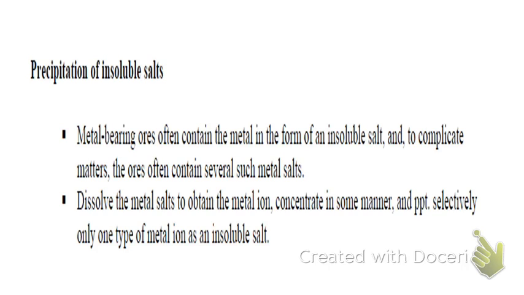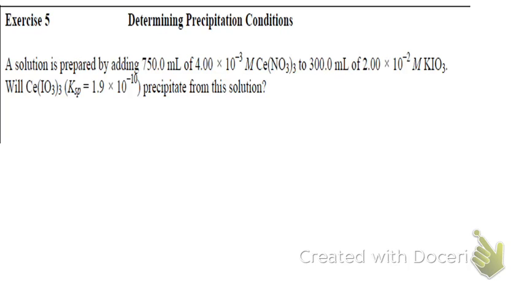So here we have metals. Y'all can read through that. Sometimes we're going to get, yeah, let's just do the problem. It's just easier to show you. So here we have a solution prepared by adding cerium nitrate to potassium iodate, and it wants to know, will the cerium iodate precipitate from the solution? And it gives you a KSP value.